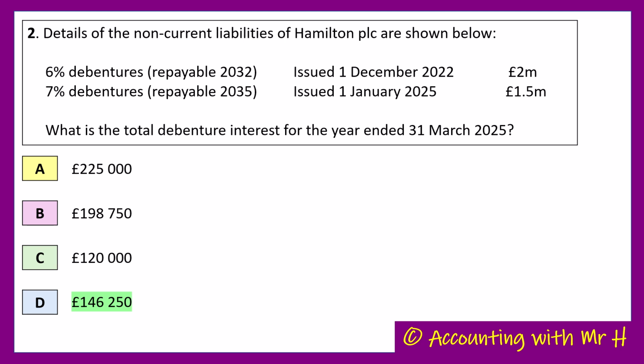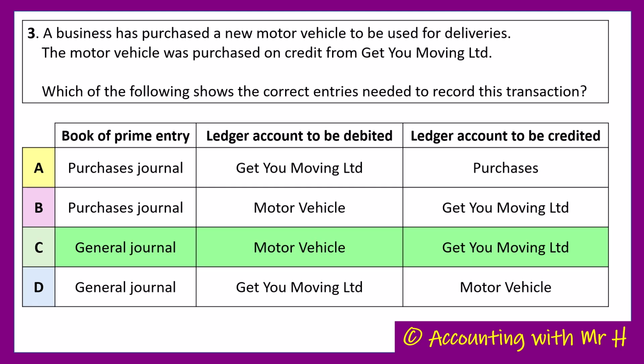£26,250. And then I'm going to add that onto the £120,000 from the 6% debentures, and that brings us to the correct answer, D, £146,250. And the last one, well done if you said C.